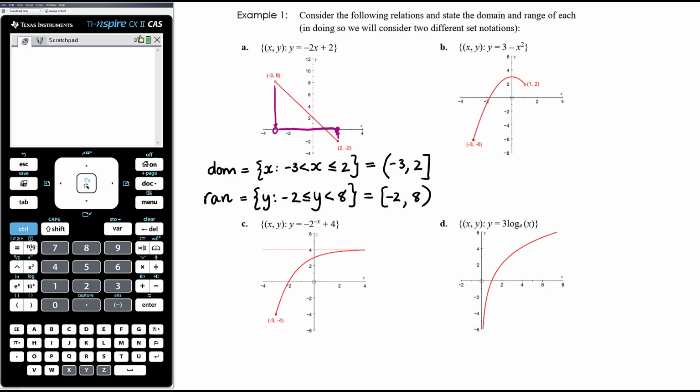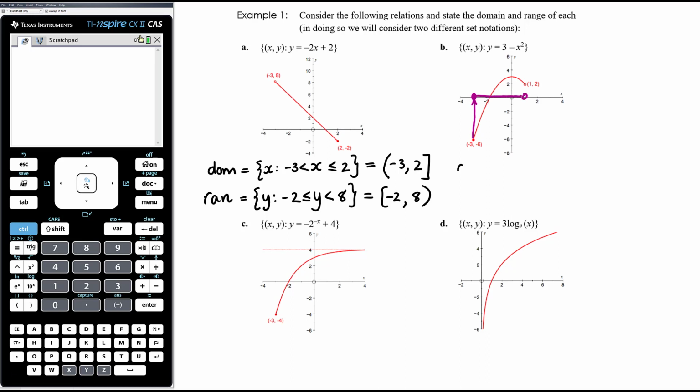Okay, B, we have a relation that is a set of ordered pairs defined by the rule y equals 3 minus x squared. And again, we can see from the graph that it's been restricted. So the domain is all about the x values. So the x values here, the smallest x value is -3, and that's an included value. And the biggest x value is +2, and that's not an included value.